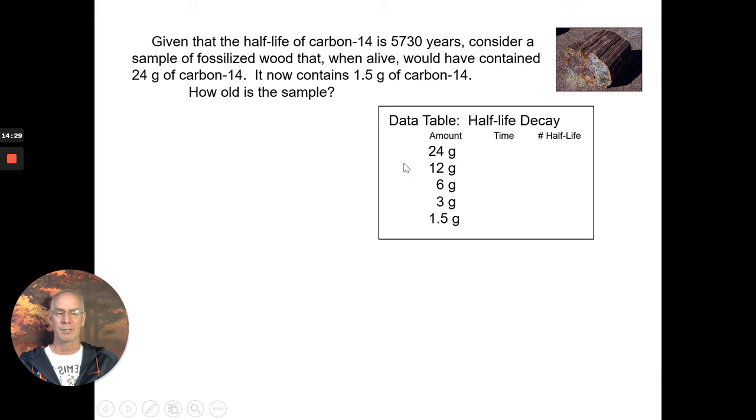Now, here's the mistake students make. They put the initial time as 5,730 years. That's incorrect. At time 0, when no half-lives have passed, you have 24 grams. After 1 half-life, or 5,730 years, you have 12 grams.